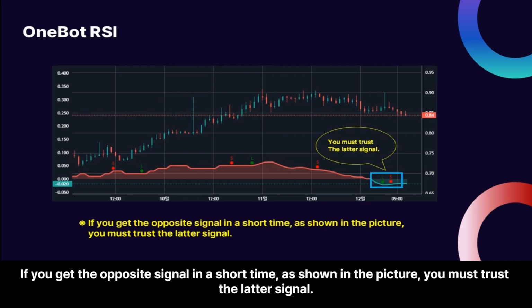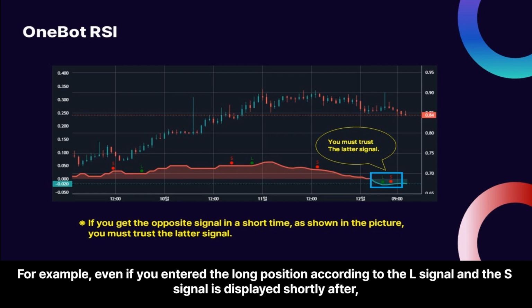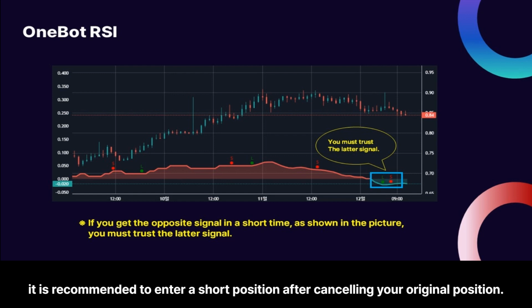If you get the opposite signal in a short time, as shown in the picture, you must trust the latter signal. For example, even if you entered the long position according to the L signal, and the S signal is displayed shortly after, it is recommended to enter a short position after canceling your original position.